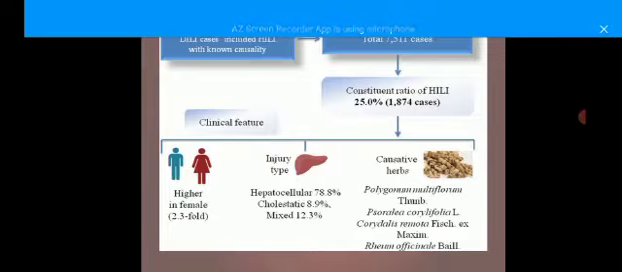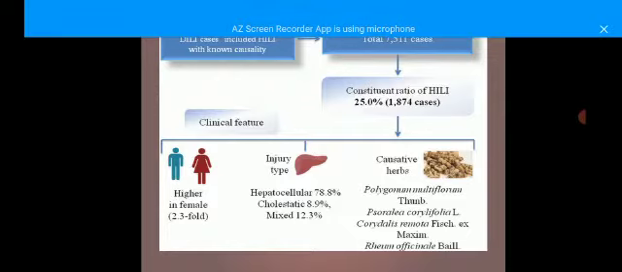Looking at the clinical features, we come across that the chance of having liver toxicity due to herbal medications or herbal agents in female is much higher than in male patients. Then, injury type. Injury type could be hepatocellular, cholestatic, or the mixed one.